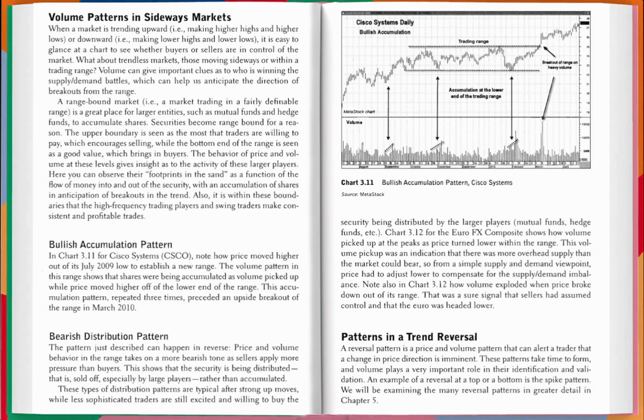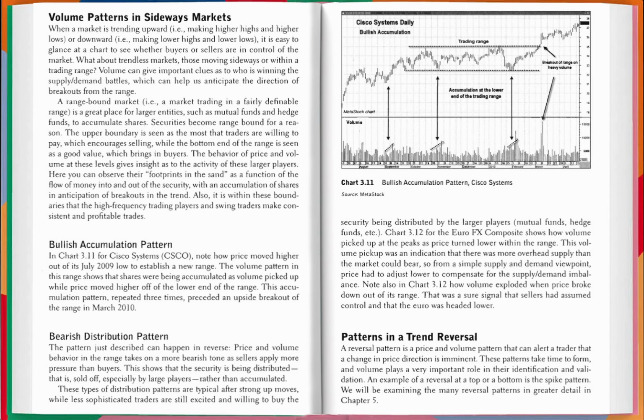Chart 3.12 for the Euro FX composite shows how volume picked up at the peaks as price turned lower within the range. This volume pickup was an indication that there was more overhead supply than the market could bear. So from a simple supply and demand viewpoint, price had to adjust lower to compensate for the supply-demand imbalance. Note also in Chart 3.12 how volume exploded when price broke down out of its range. That was a sure signal that sellers had assumed control and that the euro was headed lower.